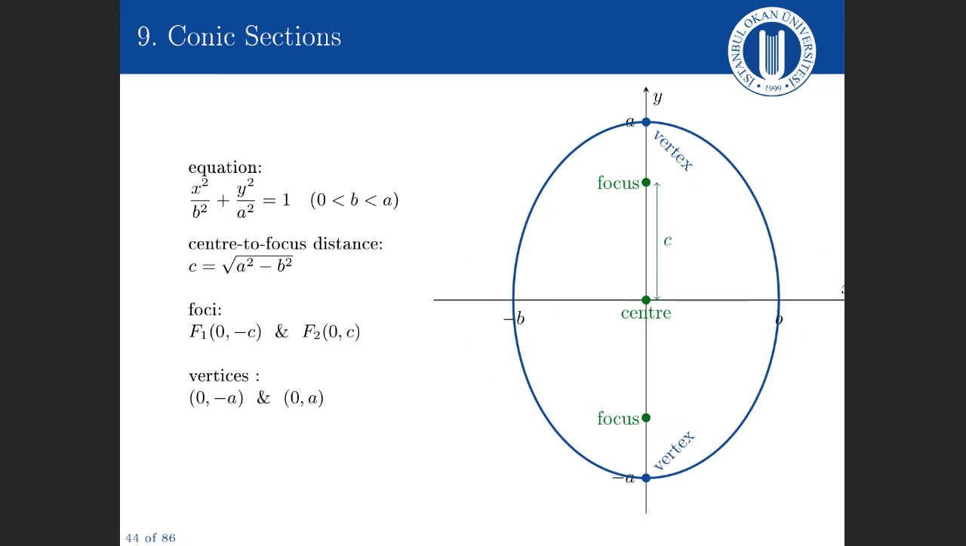Or we could rotate that picture by 90 degrees by swapping the positions of x and y. Now I have x squared over b squared plus y squared over a squared is equal to 1, where again, a is the name of the bigger number and b is the name of the smaller number. Why am I doing this? Why am I always making a be the bigger number? Because I want the center to focus distance equation to stay the same. C is still square root of the bigger number squared minus the smaller number squared. The foci are now at 0, minus c and 0, c. The vertices are 0, minus a and 0, a.